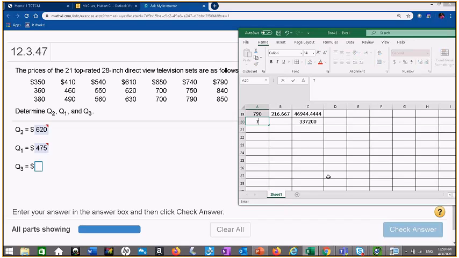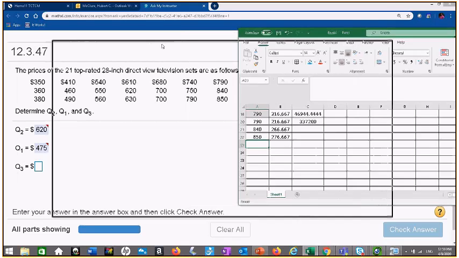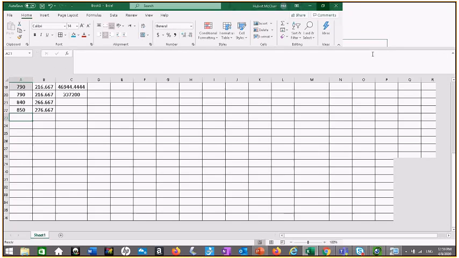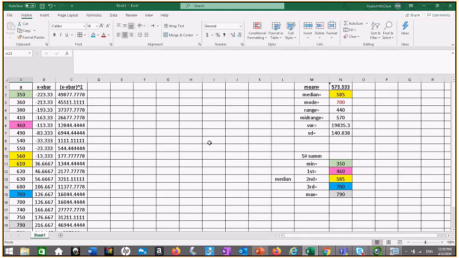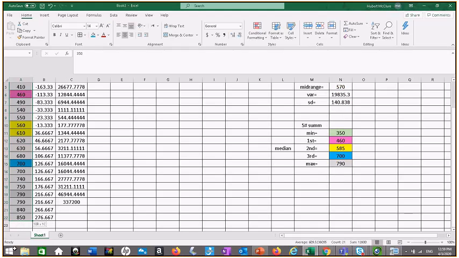I love how y'all communicate with me. 790, 840, and 850. Now that changes everything, so let's go back and redo it. Well, that was a warm-up problem. Now we're going to do the actual problem. All right, so now I've got to change all my colors. So let's change all those.